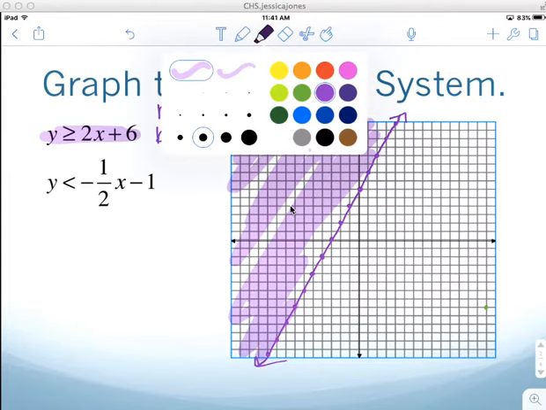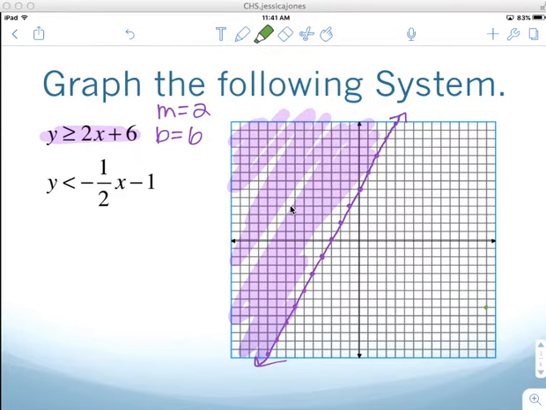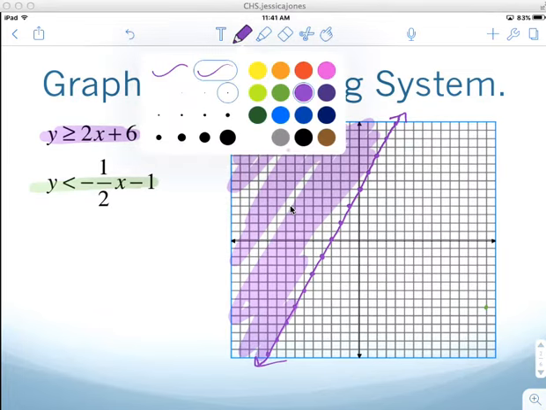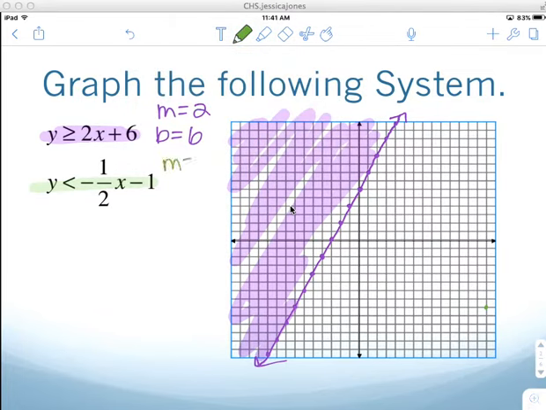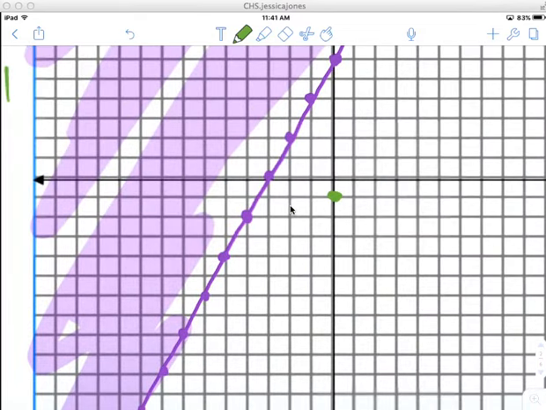Now I'm going to graph the next inequality in green. My slope here is negative 1/2. My y-intercept is negative 1. So we start at negative 1 and we go down 1, right 2, all the way across. If I go up 1, I go left 2.